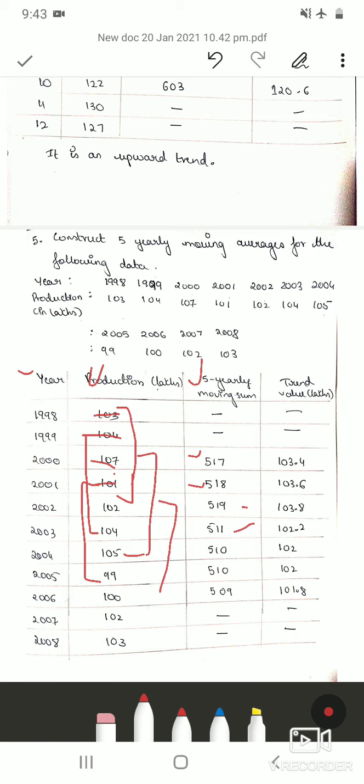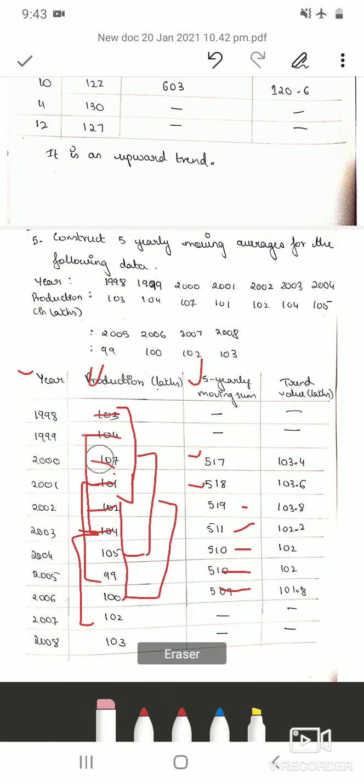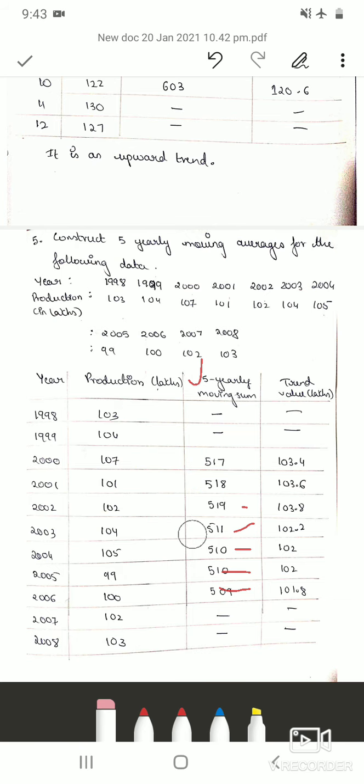Exclude 101 and add 100. The sum of the next 5 values is 510. Similarly add the next value, and we get the sum as 510. Then the last 5 values are 105 plus 99 plus 100 plus 102 plus 103, which is 509. So we got the 5 yearly moving sums. The first 2 and the last 2 cells are blank.